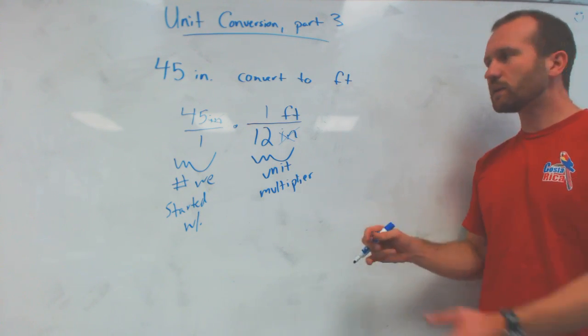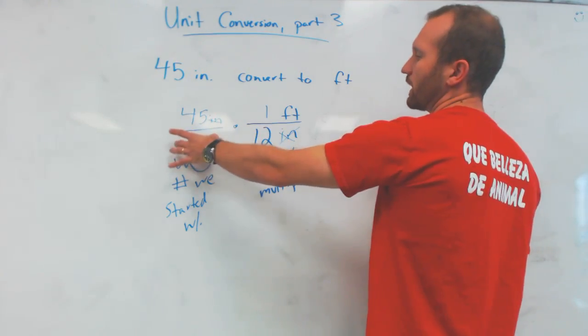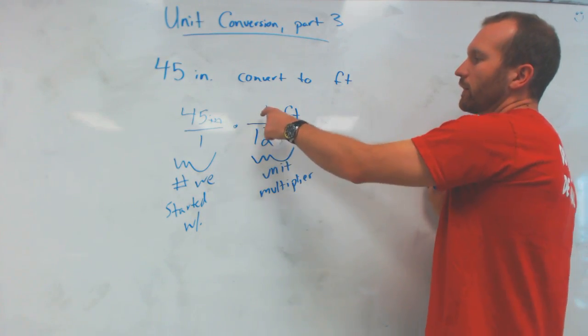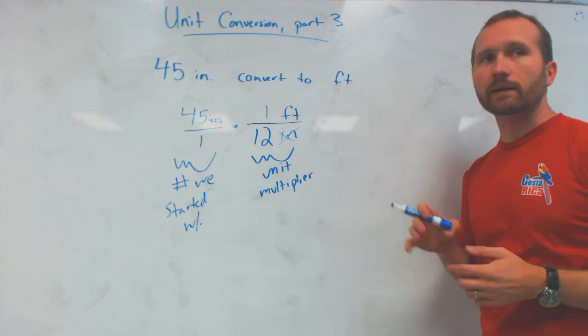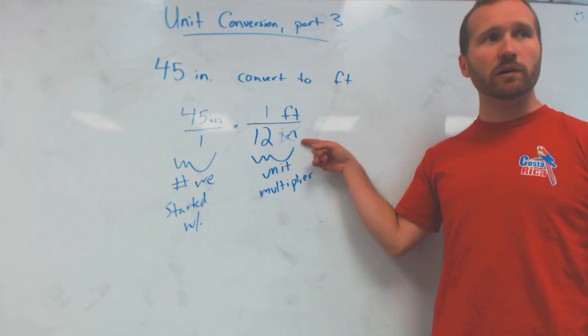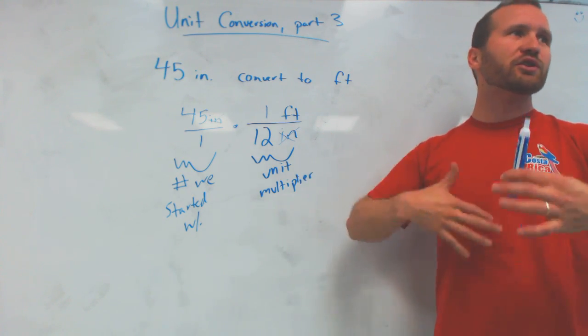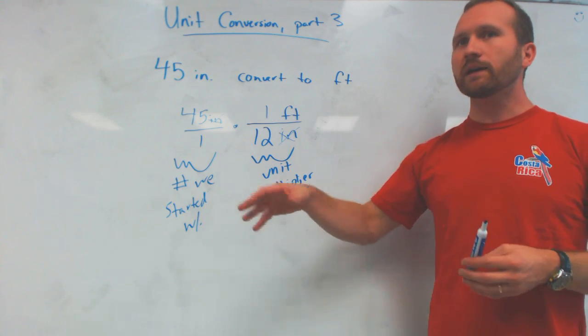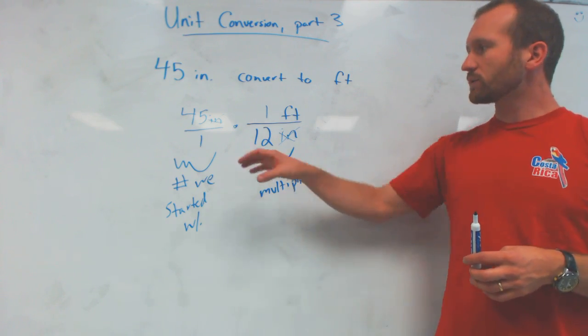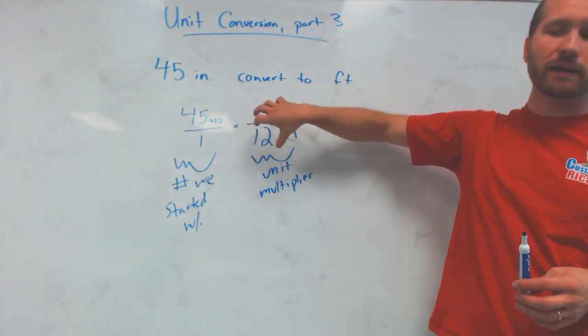Right? So this fraction is very different from this fraction. In a unit multiplier, the top has to equal the bottom. 1 foot has to equal 12 inches. Because I don't really want to change the number I started with, I just want to convert it. So technically, remember, I'm multiplying times 1.